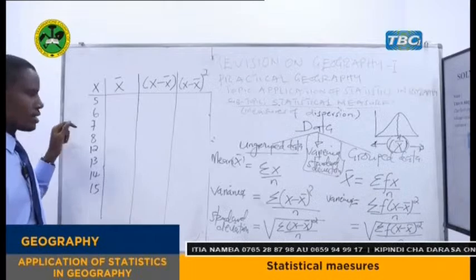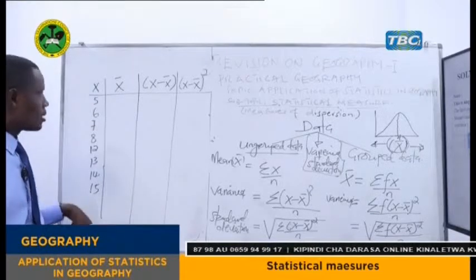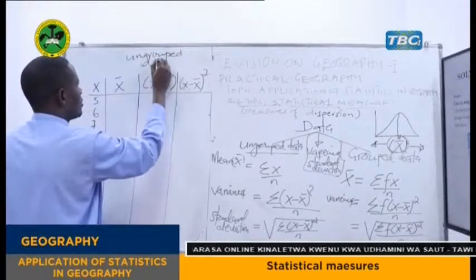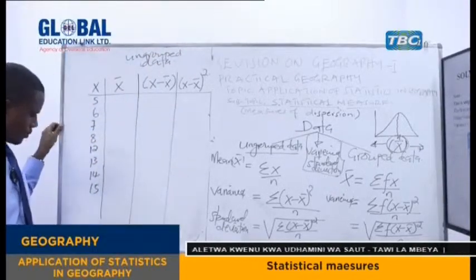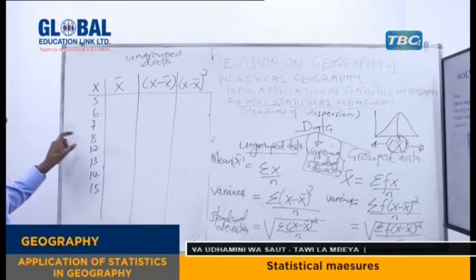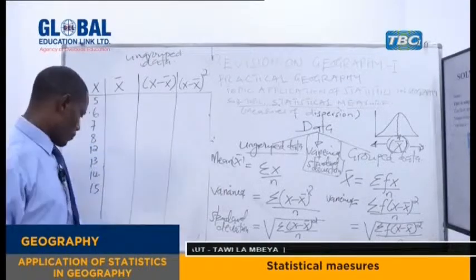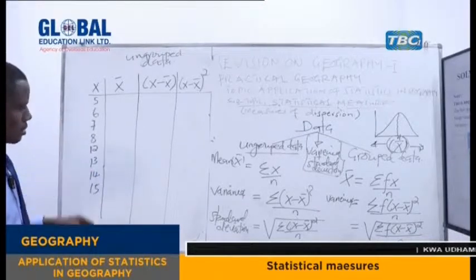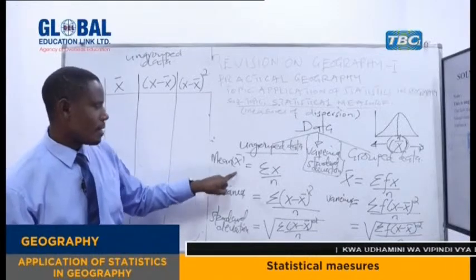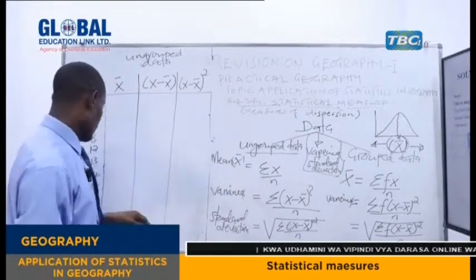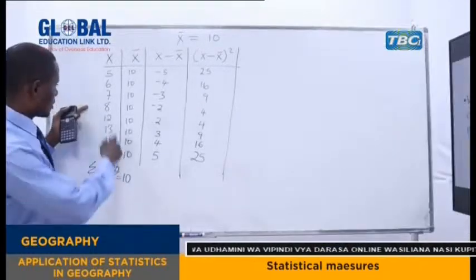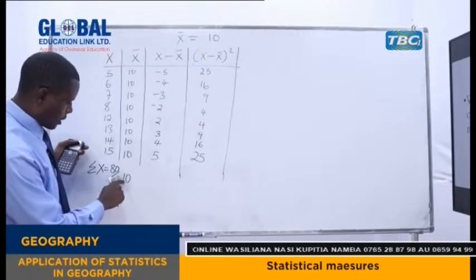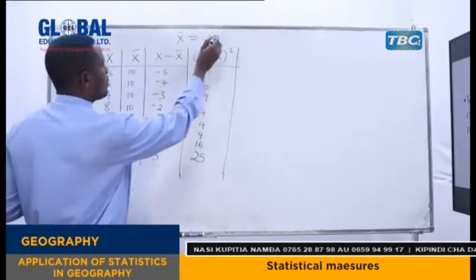If you check on your data, those are ungrouped data. So if it's ungrouped data, as we said, the first procedure should be the computation of the mean. The mean for ungrouped data is given by the summation of x over n. So we sum up the summation of x, which we have said is 80, over 8. Then you get 10. So 10 is our mean.